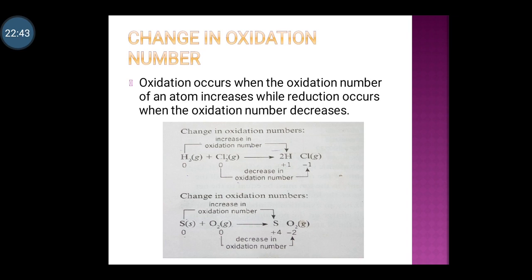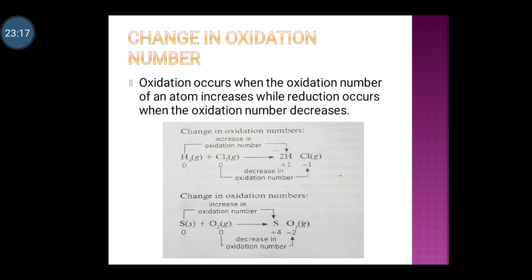Now from 0, hydrogen in hydrogen chloride, the oxidation number of hydrogen is plus 1. That of chlorine is minus 1. Alright. You can also solve if you want to solve with the method I gave you. Now, from 0 to plus 1, there is an increase. So that is oxidation. From 0 to minus 1, there is a decrease. So it is reduction.